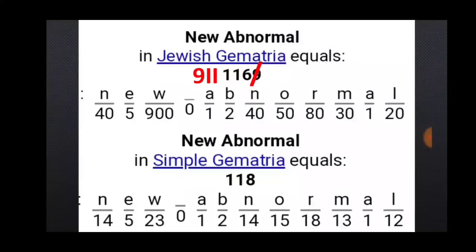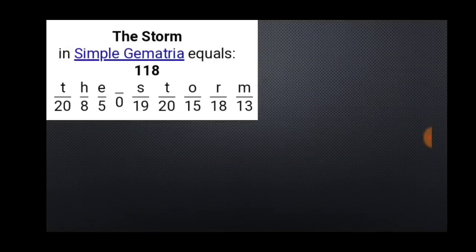So, also, really quick, new abnormal also equals in simple gematria the storm. And I've said this before in previous videos. Basically, Trump said, this represents the calm before the storm. And so he was talking about the storm, which is 118. And then people were asking, what are you talking about? That's weird. He goes, you'll see. You'll see.